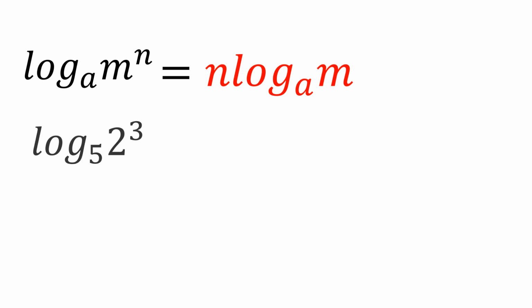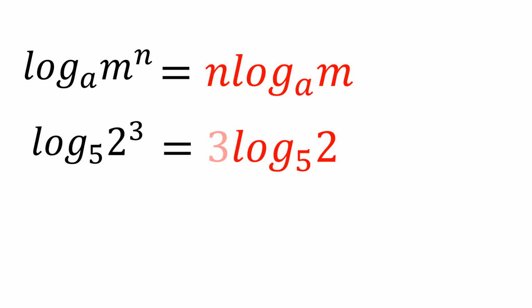Using a specific number, let's say log of 2 cubed, or log of 2 to the power of 3 to the base 5, you can write it as log of 2 to the base 5 multiplied by 3. So 3 times log of 2 to the base 5, which is the same as log of 2 cubed to the base 5, according to its property.